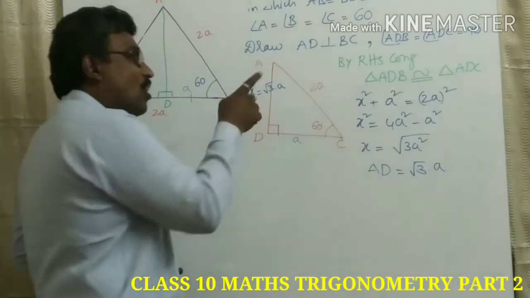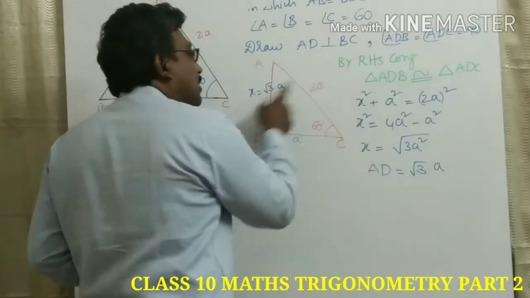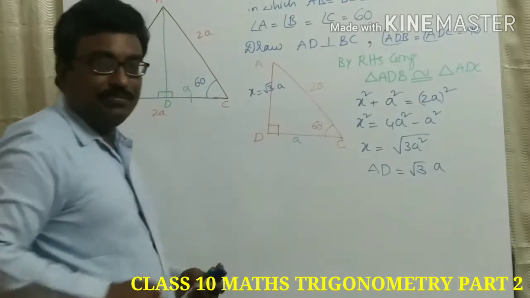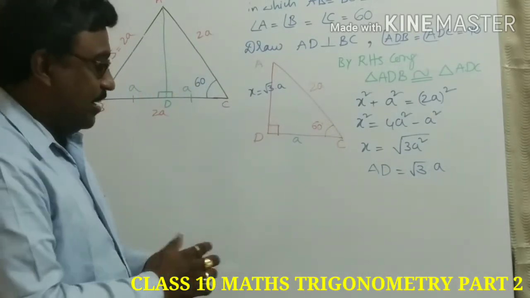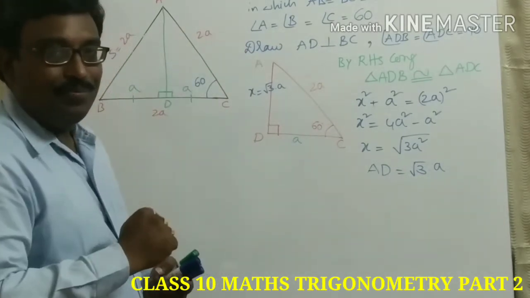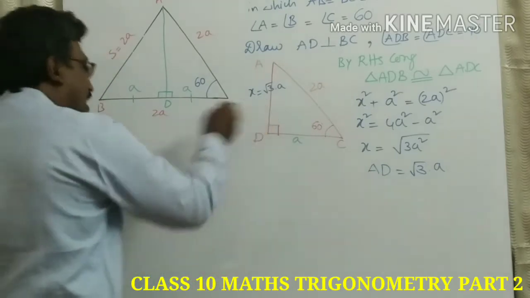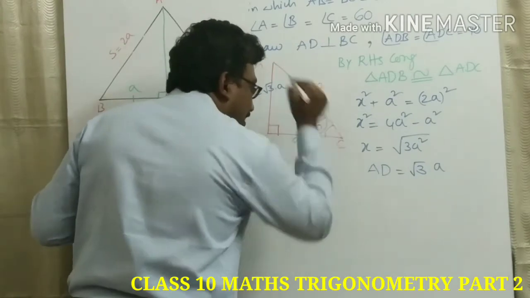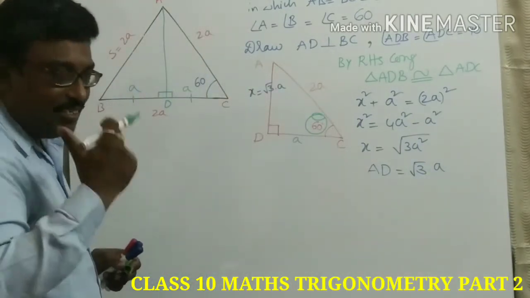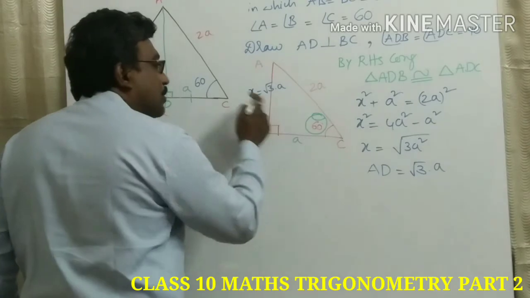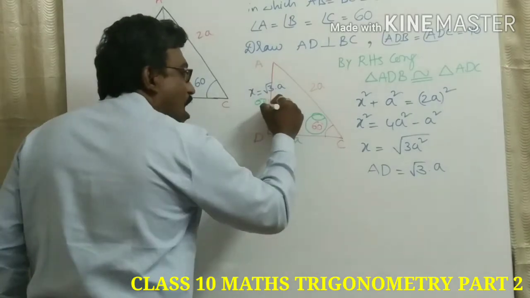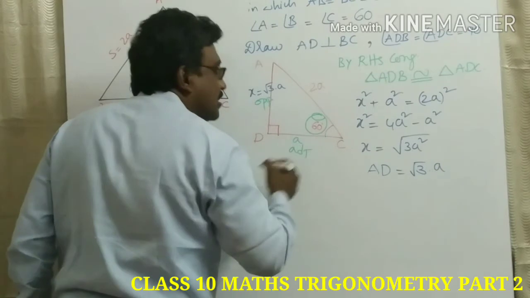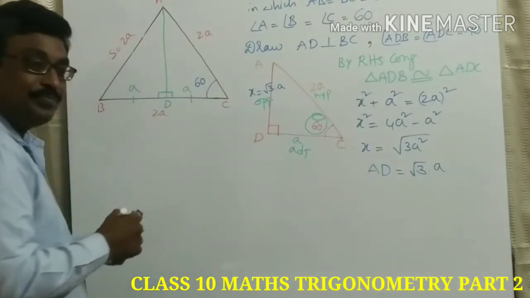Okay. Now I have a right angle triangle with 3 sides in it, and an angle is 60 degrees. Now, with respect to theta, my theta is 60 degrees. With respect to theta, this is the opposite side, this is the adjacent side, and this is the hypotenuse.